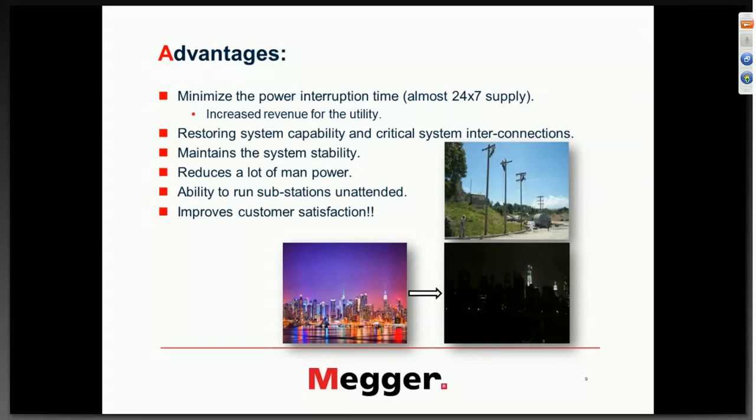And finally, overall, the most important thing is it improves customer satisfaction, because after a moment's interruption, the auto reclosure is going to close itself, and then your power supply is going to be back. So if you're going to Hoboken, New Jersey, to view the beautiful view of the New York skyline, imagine all the lights are off, and you'll be disappointed. So when you have a reclosure in your system, you always close the circuit breakers and restore the power.